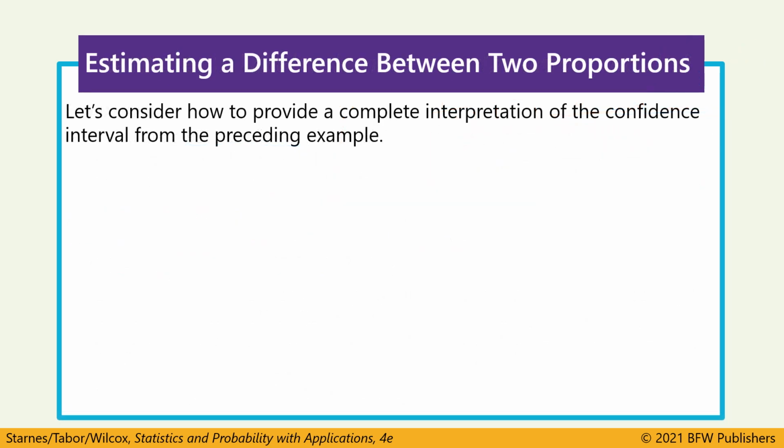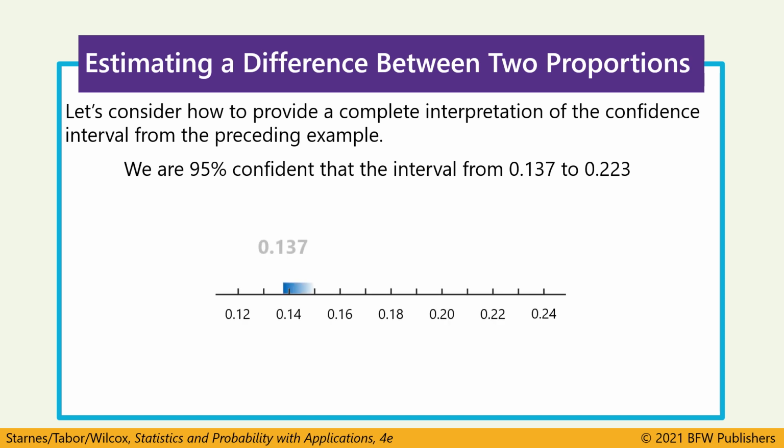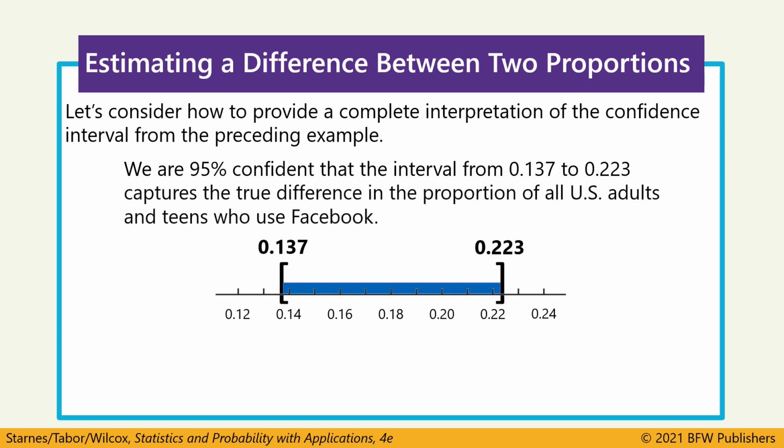Now, in the previous slide, I skipped over the conclusion where we write that sentence saying we are 95% confident that... So here's how we would do that. We are 95% confident that the interval from 0.137 to 0.223 captures the true difference in the proportion of all US adults and teens who use Facebook. That's the first way we can write it.